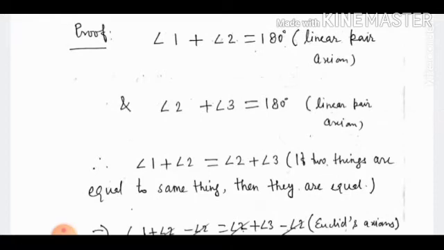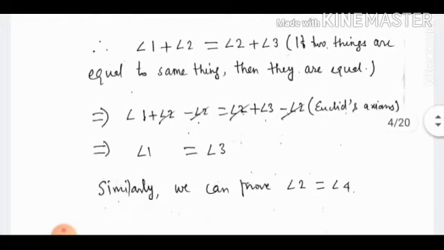You have studied Euclid's axioms: if two things are equal to the same thing, then they are equal to each other. Here angle 1 plus angle 2 and angle 2 plus angle 3 both are equal to 180 degree. That's why angle 1 plus angle 2 is equal to angle 2 plus angle 3. Now we subtract angle 2 from both sides.